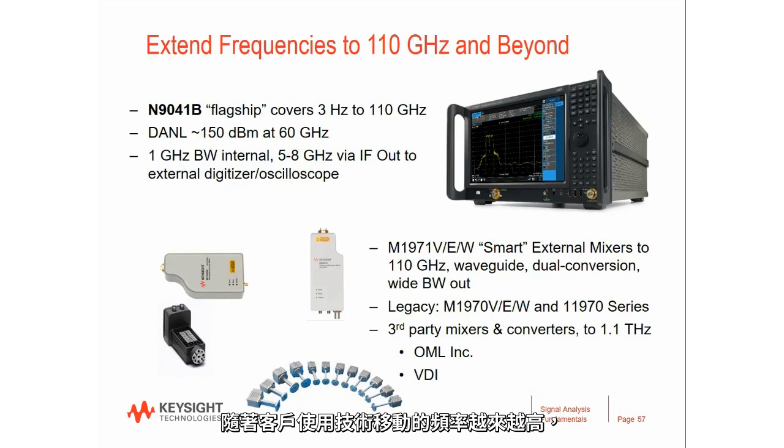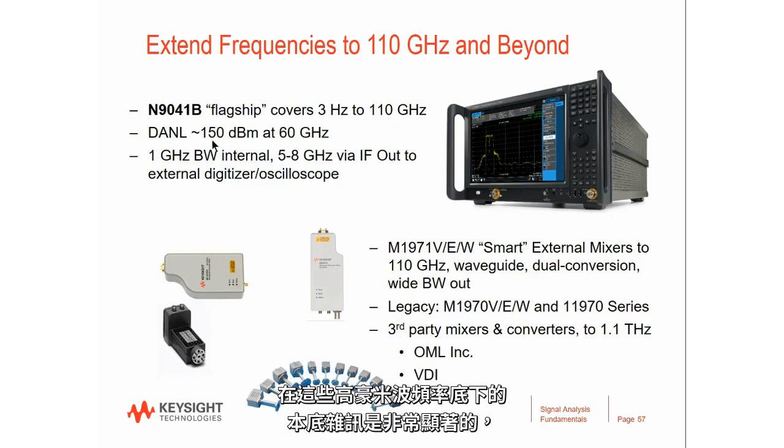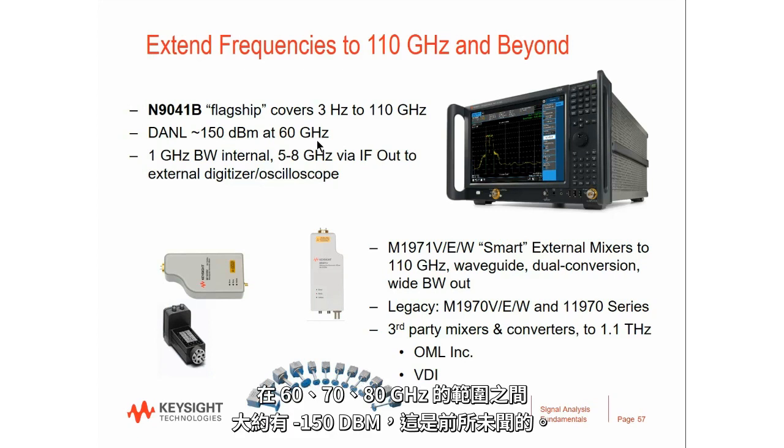As technology moves on, customers make use of higher and higher frequencies, so our instruments have also moved to higher and higher frequencies. Just in the last year, the N9041B has become our new flagship. In one instrument, we can cover from 3 Hz all the way up to 110 GHz. The noise floor at these high millimeter wave frequencies is phenomenal, around minus 150 dBm in the 60, 70, 80 GHz range. That's unheard of.